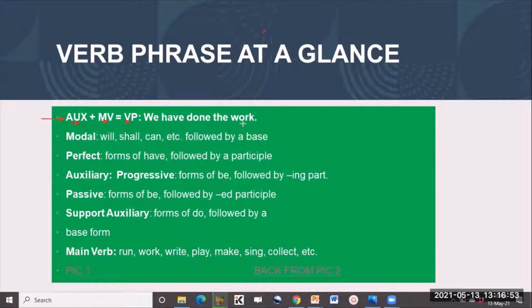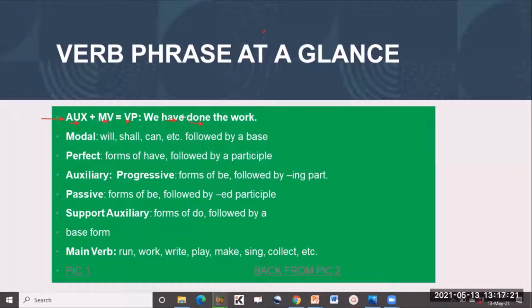Now, when we look at this particular sentence, we have done the work, you will discover that the main verb is done, the auxiliary verb is have. So the verb phrase is have done. This is the verb phrase. We have done the work, all right?